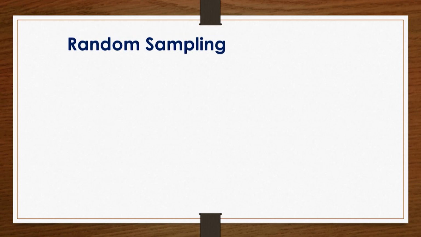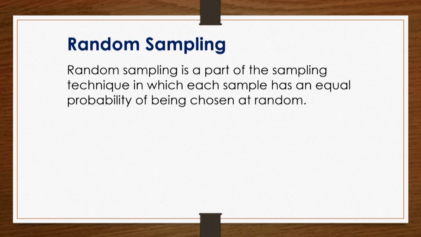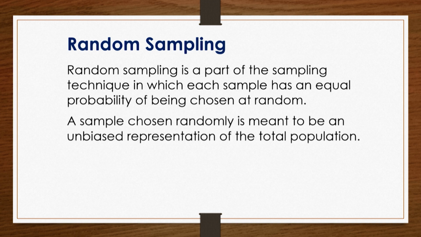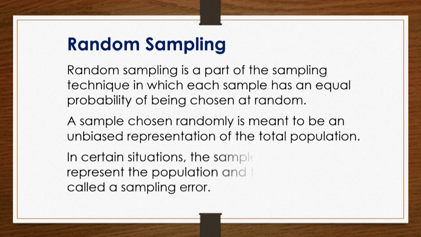Dear students, in this video, we are going to learn the importance of studying random sampling distribution from a normal parent population and its difference between two dependent or correlated means. Random sampling is a part of the sampling technique in which each sample has an equal probability of being chosen at random. A sample chosen randomly is meant to be an unbiased representation of the total population.